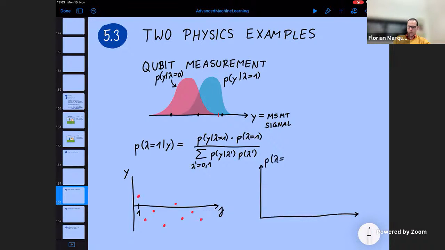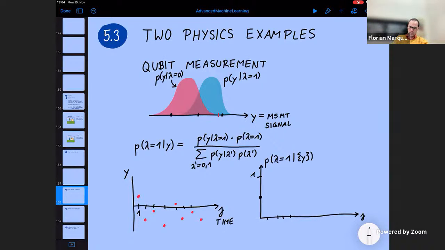So what you could be plotting as well is how the probability of being in state 1, given all the previous measurement results, evolves during time. So j is always my time step. And we said maybe initially the prior probability was 1/2, 1/2. So lambda equals 1 and lambda equals 0 were equally likely. So we started out at 1/2, somewhere here.